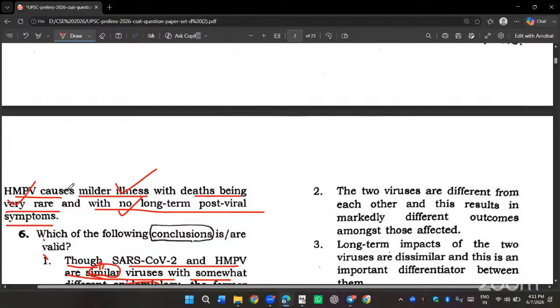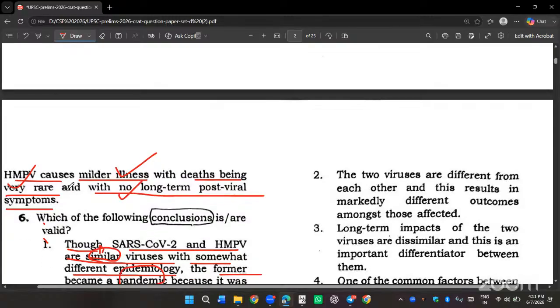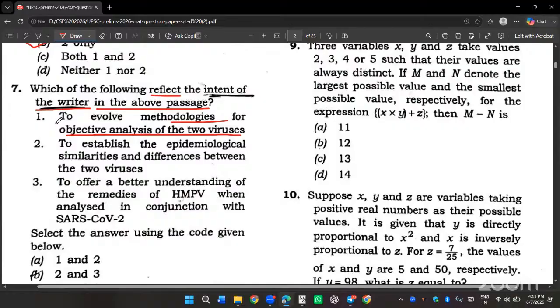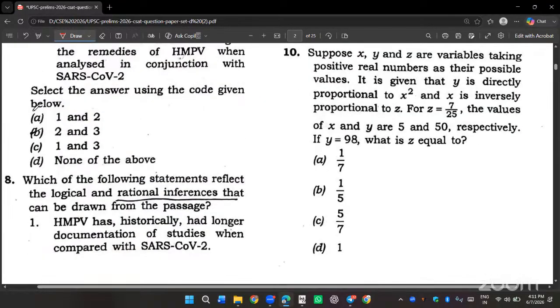This virus will cause this in general. In general, that is important. Specifically, this virus may cause other things also. Have we gone through any intent, the aim of the author here? No. So statement 1 is wrong. If you eliminate this, two choices will vanish.